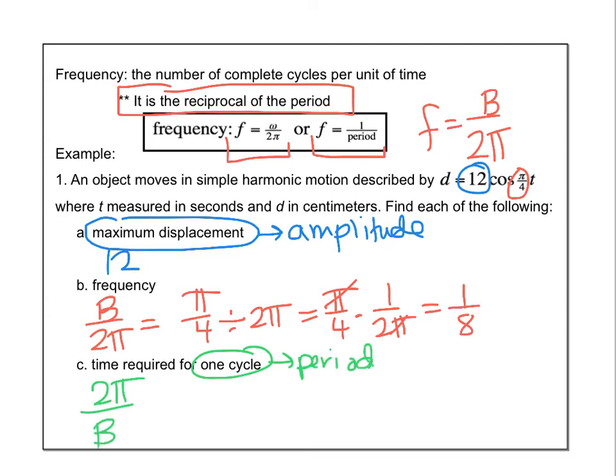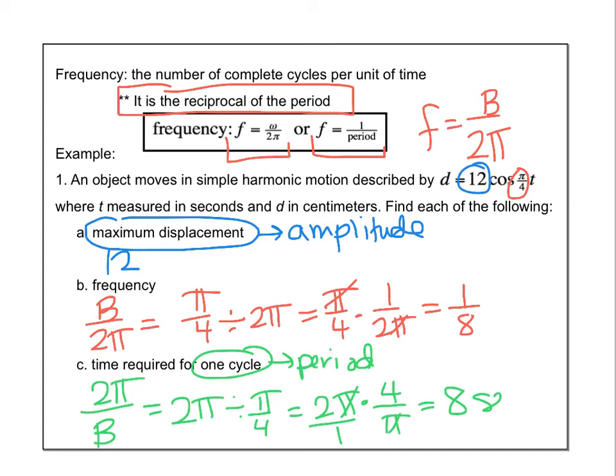So you're going to use the period formula, 2 pi over b, which would be 2 pi divided by pi over 4, which is really 2 pi times flip the fraction, 4 over pi. The pi's cancel again. I just get 8. It's going to take 8 seconds for it to get through 1 cycle, which now if you look at the last 2 answers together, first off, you should notice they're reciprocals.